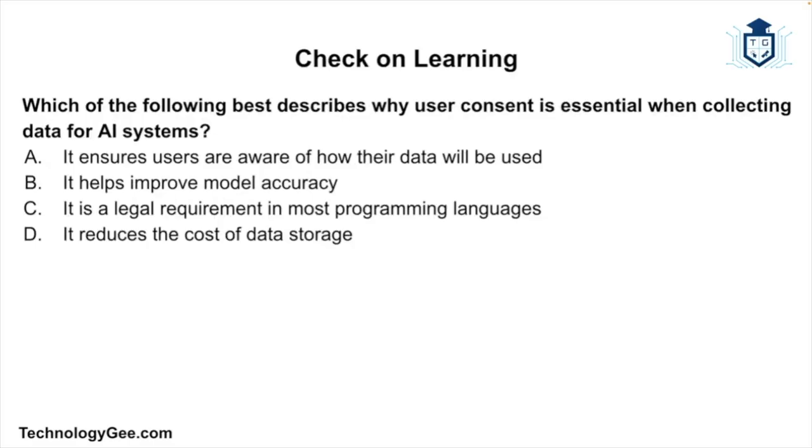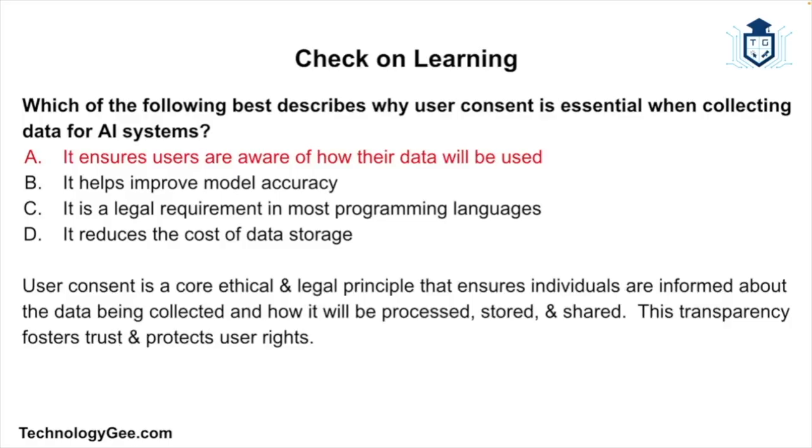So, our first question is, which of the following best describes why user consent is essential when collecting data for AI systems? Is it ensures users are aware of how their data will be used? Is it helps improve model accuracy? Is it is a legal requirement in most programming languages? Or is it reduces the cost of data storage? And the correct answer is it ensures that users are aware of how their data will be used.